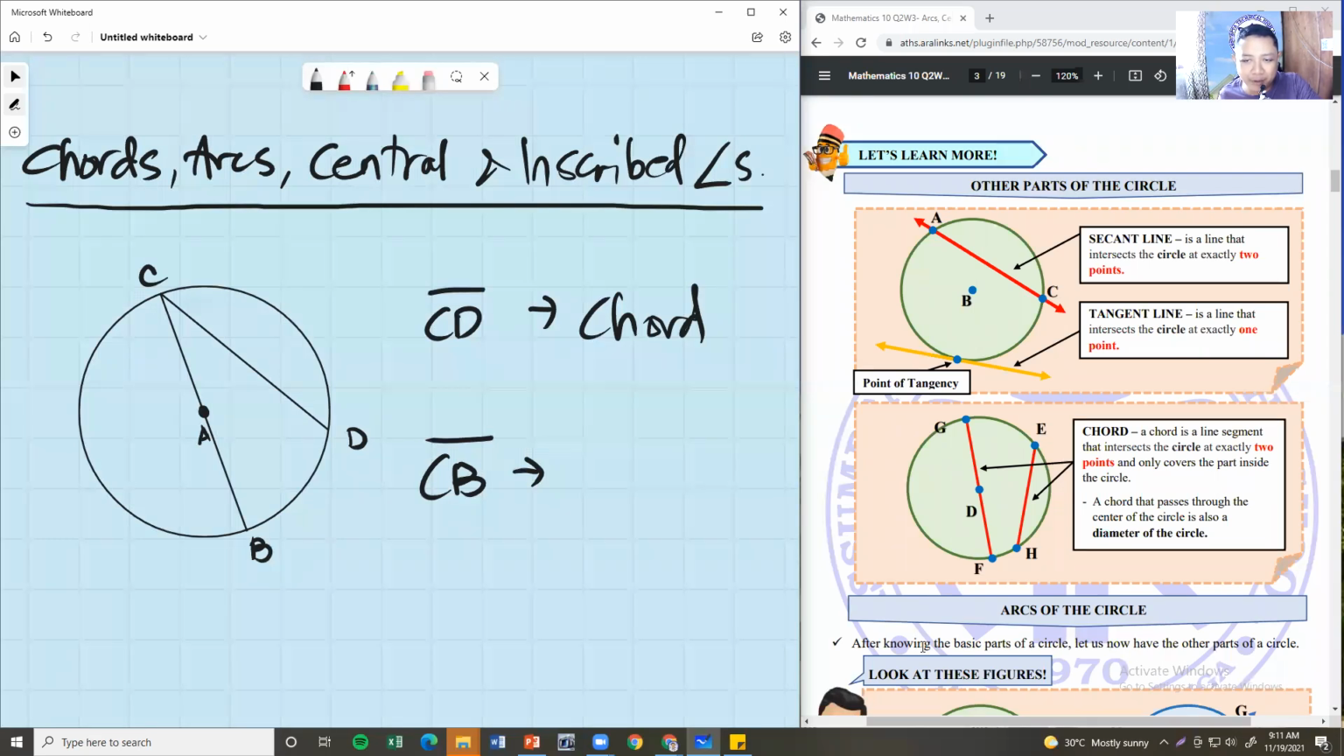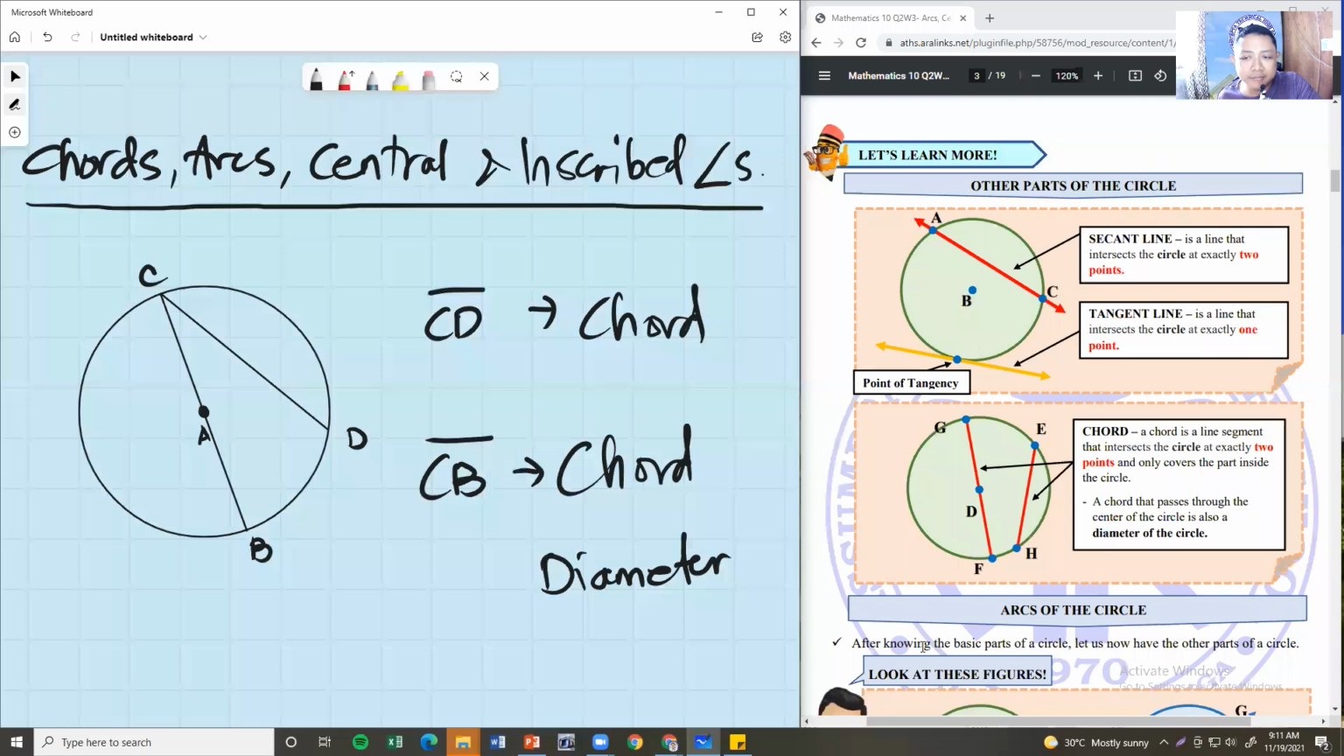Okay. I'm waiting for your classmates. Okay, so there are different answers coming out. Some of your classmates are typing chord. And some are typing diameter. Which one is correct? Is it a chord or diameter? If it passes through the center, what is it? If it passes through the center, that's already a diameter. However, is it still a chord? Yes or no? Is the diameter a chord? Type your answer in the chat box, please.